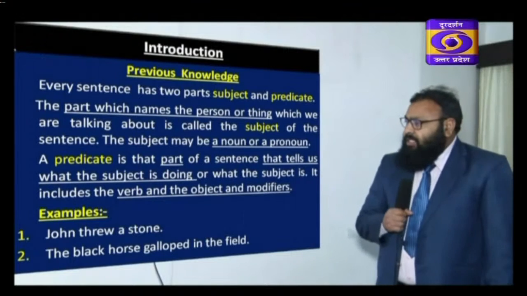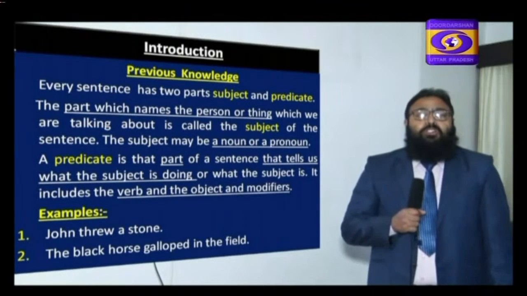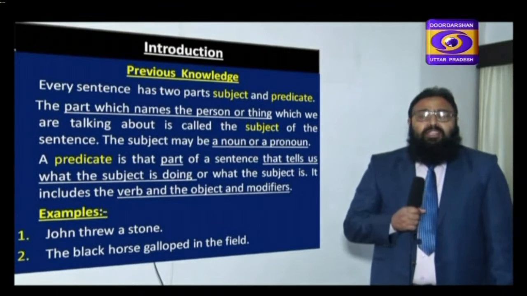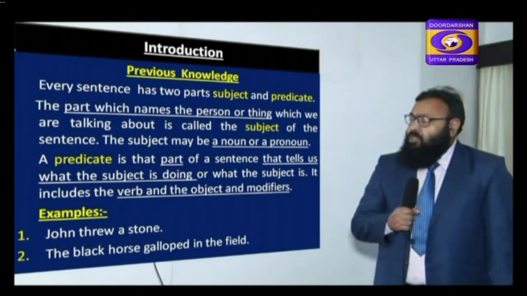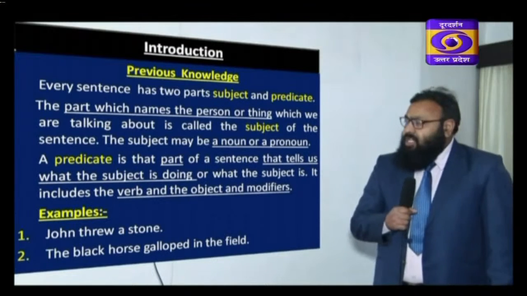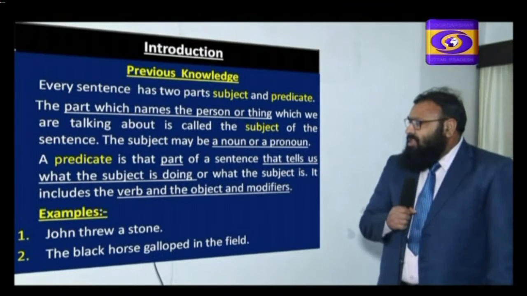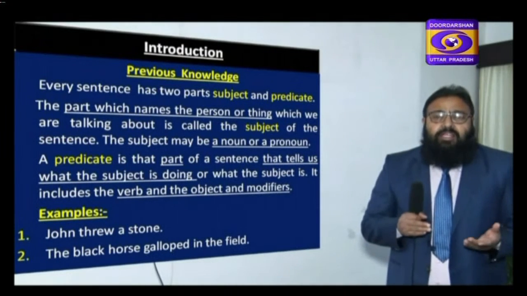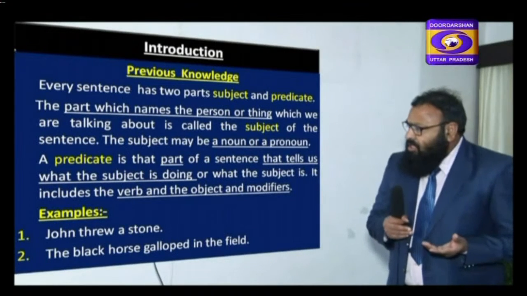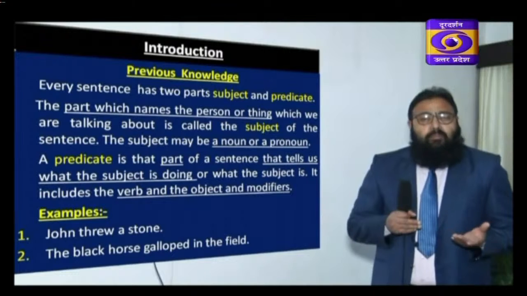Examples are: John threw a stone. In this sentence, John is the subject because in the sentence we are talking about John. He is the agent, he is the doer. So he is the subject. Threw a stone is a predicate because this part tells us about John. What is he doing? He's throwing a stone. So threw a stone is a predicate.